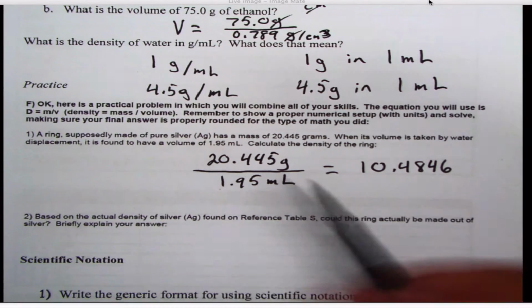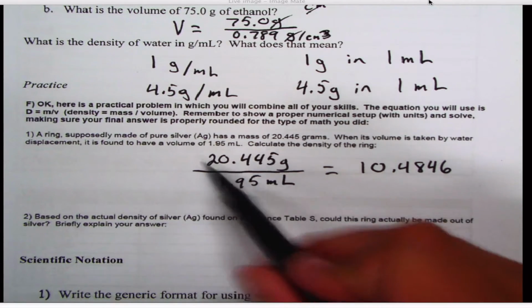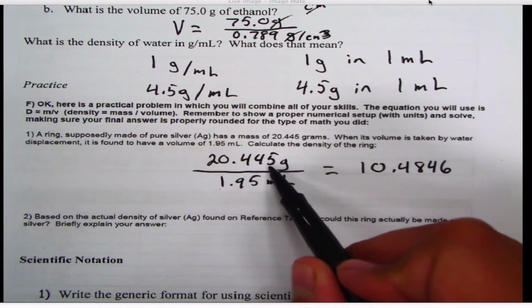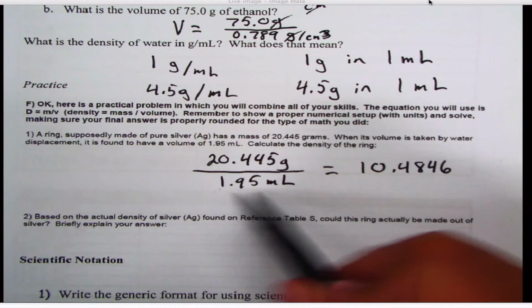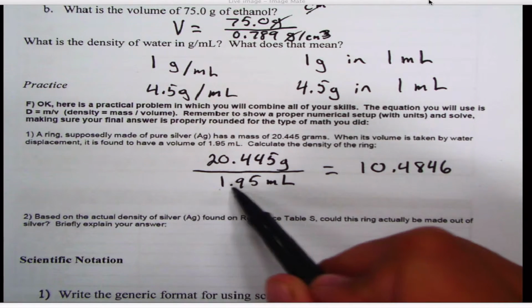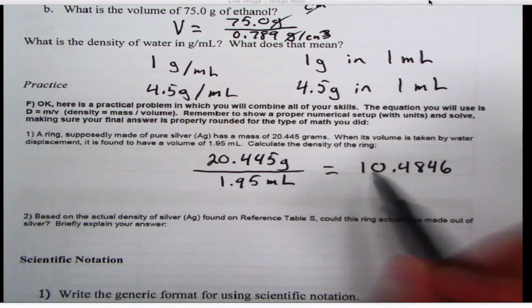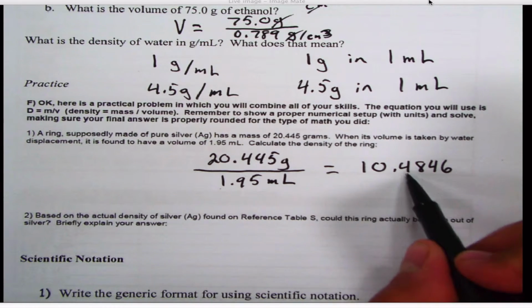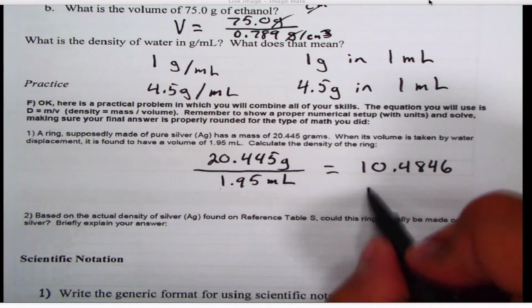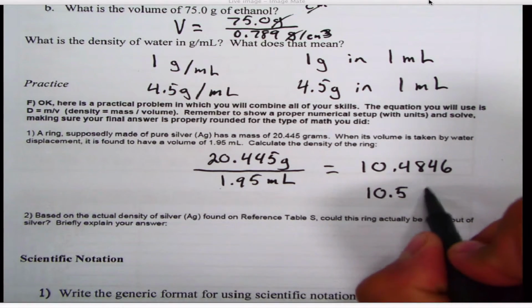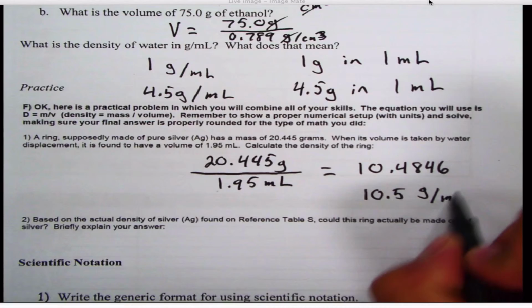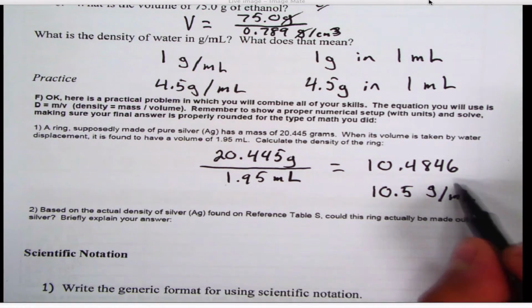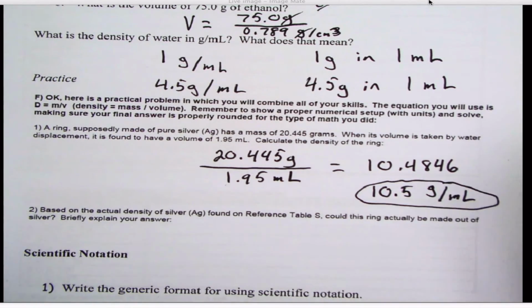So now, this number has how many significant figures? And if you said 5, you're right, because the sandwich 0 counts. This number has 3. 5 and 3. Remember, the lower significant figures matter. So I have to round this number to 3 significant figures. 10.4, look at the 8. Oh, I round up. 10.5 grams per milliliter is my correct answer. That's how you work those problems.